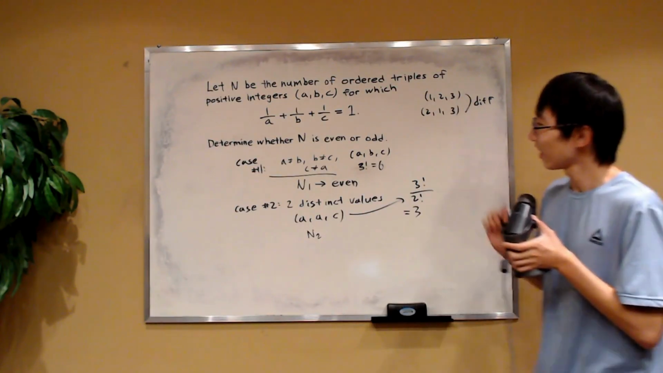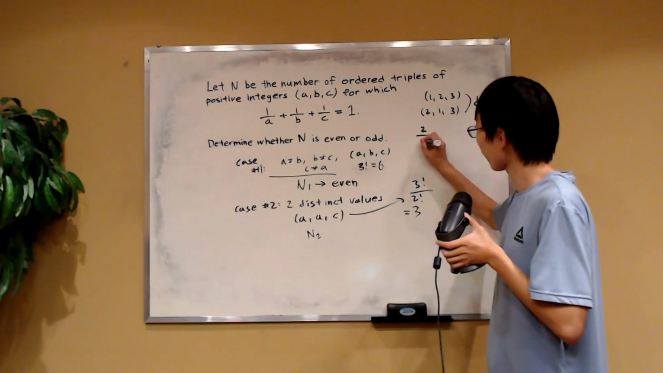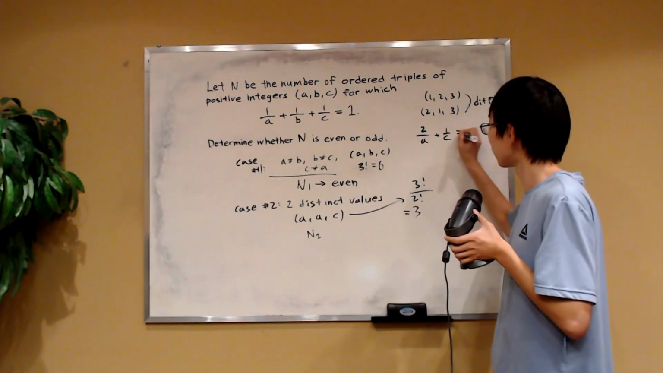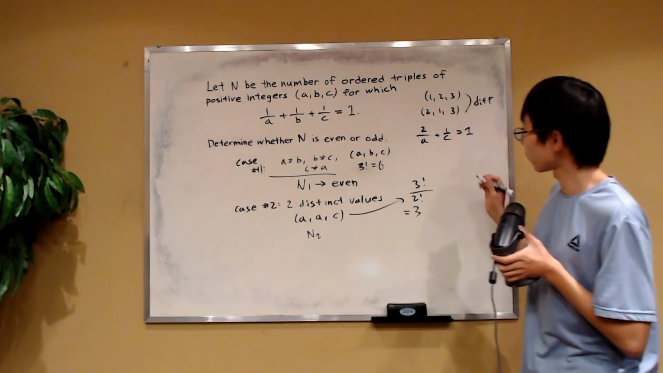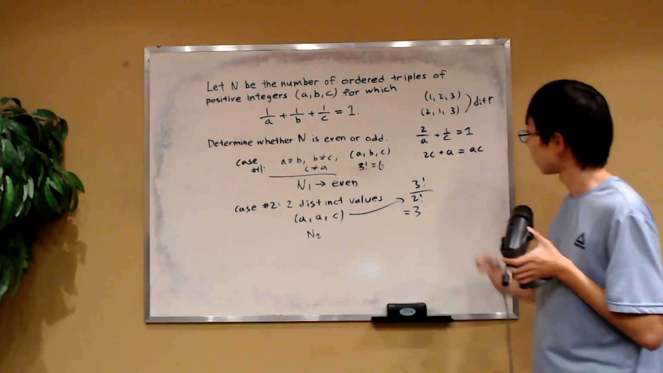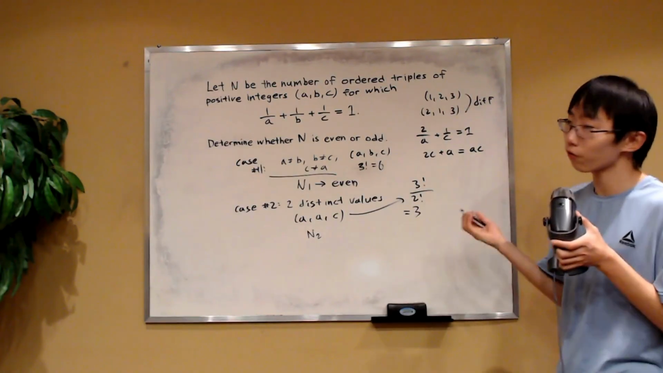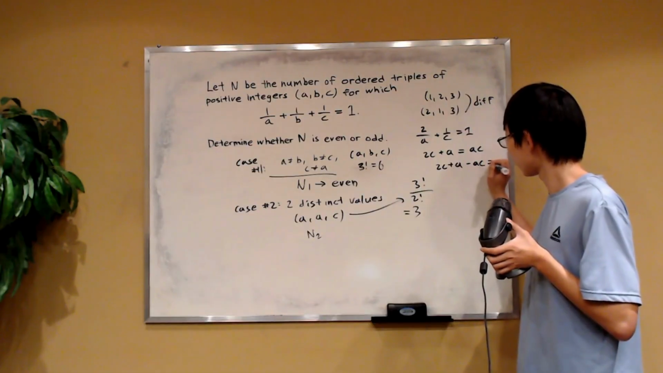Check this out. If A and B were equal, then our equation would become 2 over A plus 1 over C is equal to 1, right? And now we can clear denominators. So then we would get 2c plus a is equal to ac. And then you can move this ac over, so you get 2c plus a minus ac is equal to 0.